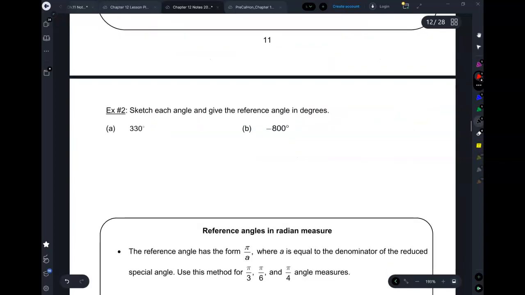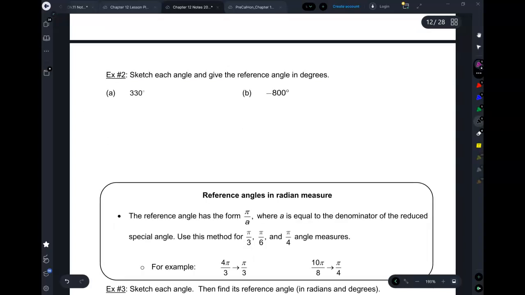Okay, so let's go ahead and find some reference angles here. Sketch the angle and find the reference angle in degrees. So 330 degrees, let's draw that. 330 degrees, that's what it looks like. Theta prime is this one here.